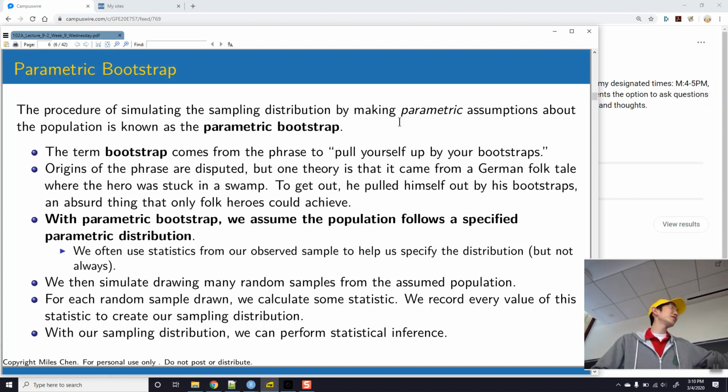Parametric bootstrap, all right. So these first two bullet points are completely unnecessary, but I thought they were fun, so I included them here, all right? So bootstrap comes from the phrase to pull yourself up by your bootstraps, right? The origins of the phrase are disputed, but one story that I liked, so I just put it in here, is that there was a German folktale where the hero was walking along, got stuck in a swamp, okay? And to get himself out of the swamp, he grabbed his bootstraps and pulled himself out, right? So it's a silly thing, absurd, but who knows, okay?